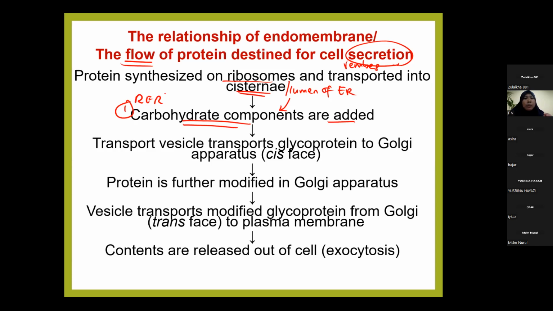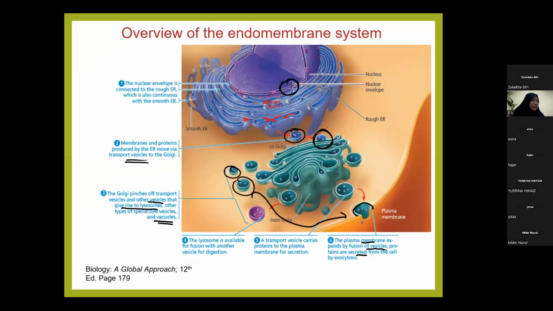Okay, right. So once protein is modified by addition of carbohydrate, what happened to the protein? The protein will be transported by vesicle. So transport vesicle will transport the glycoprotein from ER to Golgi apparatus via cis phase, melalui cis phase. Ingat, Golgi ada dua muka, right? Cis phase and also trans phase. So transport vesicle transports glycoprotein to Golgi apparatus via cis phase. Okay, ni yang mana? Ni yang ni.